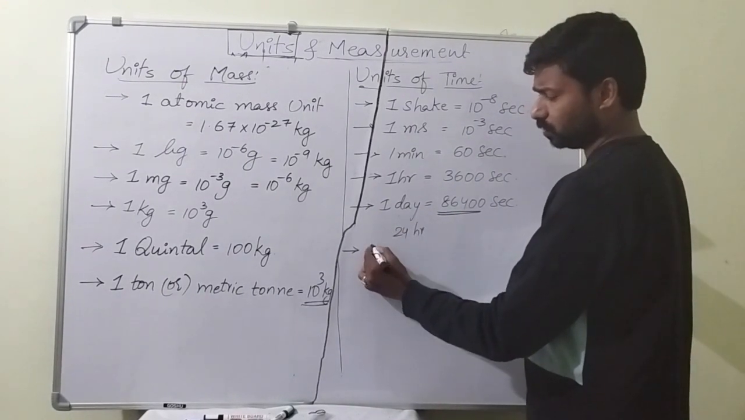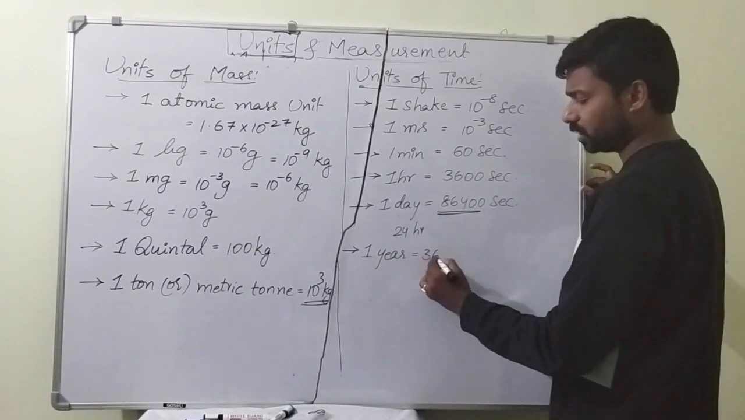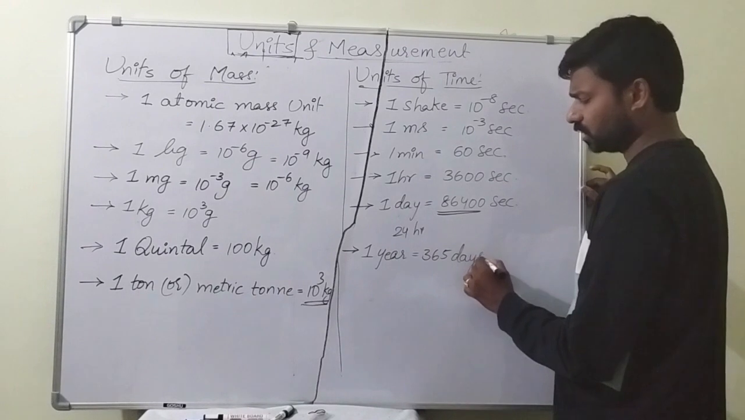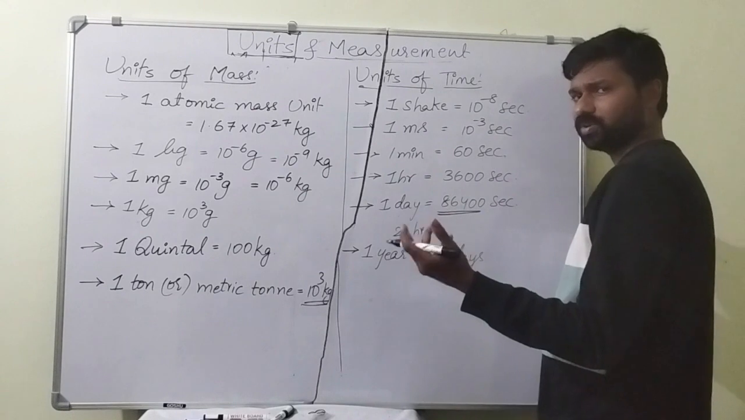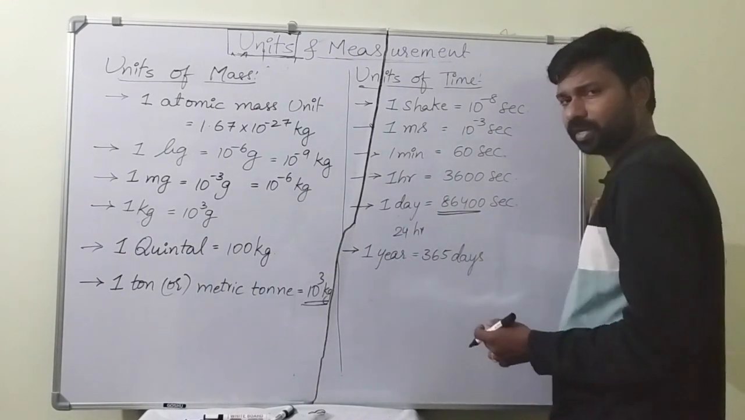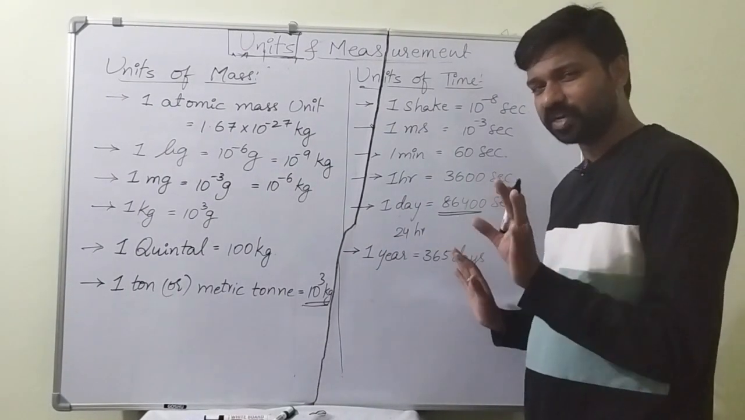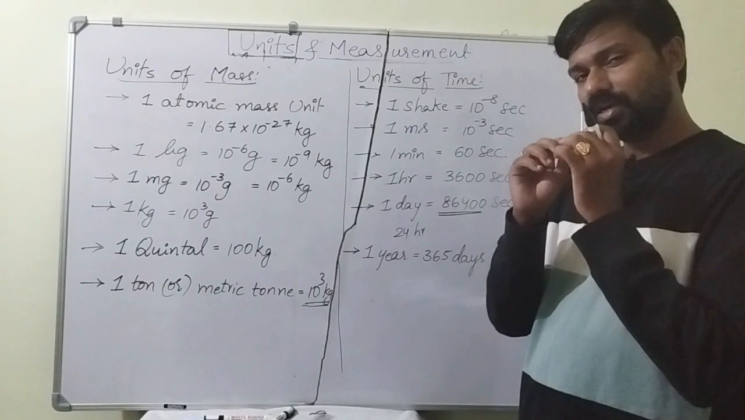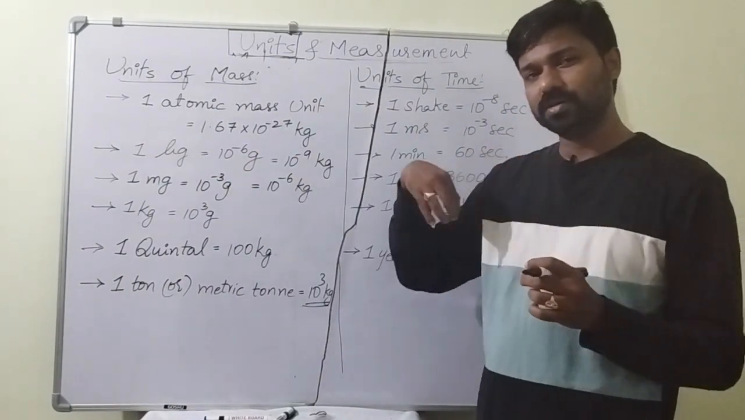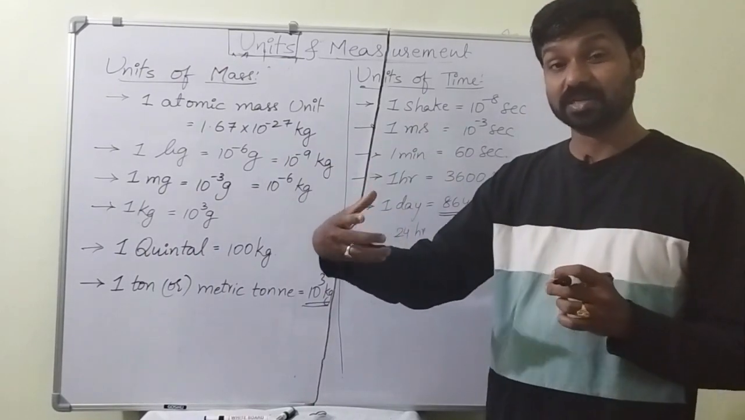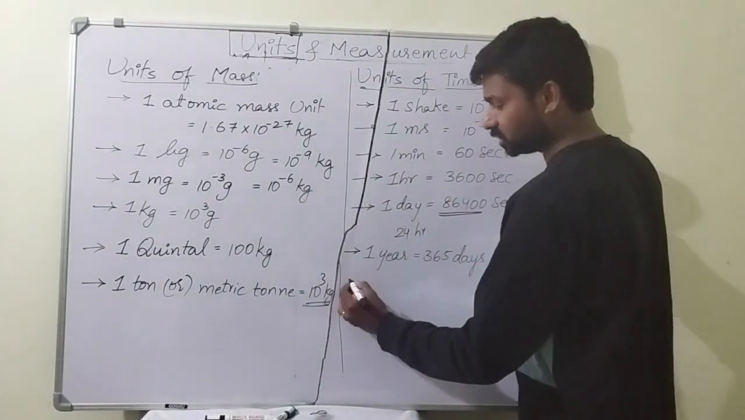Okay, next, what is meant by 1 year? 1 year is equal to 365 days. Basically 365.25, but we are taking it as 365 days only in any question in physics. Now what is meant by 1 year? It is not just only 365 days. On earth it is 365 days. So basically 1 year means the time taken by earth to revolve once around the sun, and it is approximately 365 days.